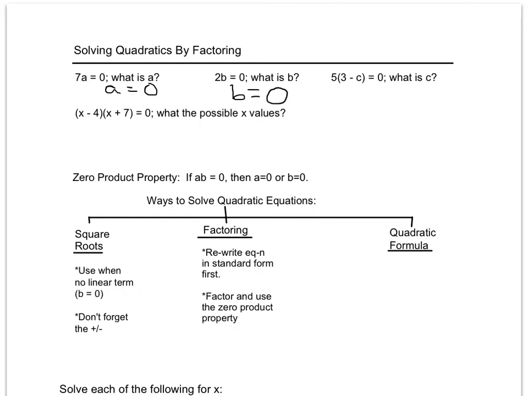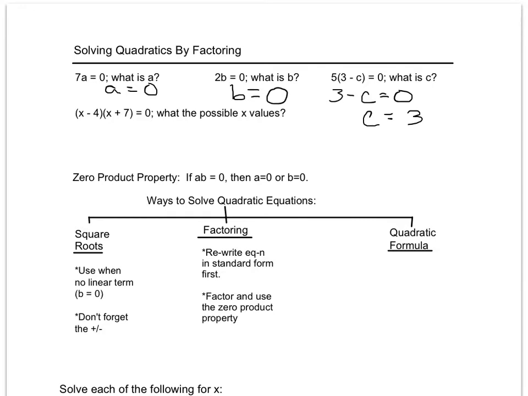Well, what if I had 5 times 3 minus c equals 0? Could I solve for c? When I had two things multiplying to be 0 in the first and second equation, since I already knew 7 was not 0, I knew that variable had to be 0. Same thing here. Because I knew 2 was not 0, I knew that b had to be 0. Well, what do I have here? It's written a little bit differently, but I still have two things multiplying to be 0. Since the 5 cannot be 0, that tells me that the 3 minus c has to be 0. In order for that to be a true statement, I can see that c would have to be 3.